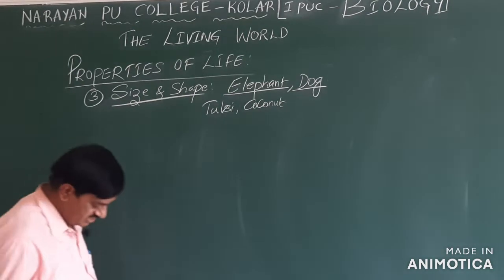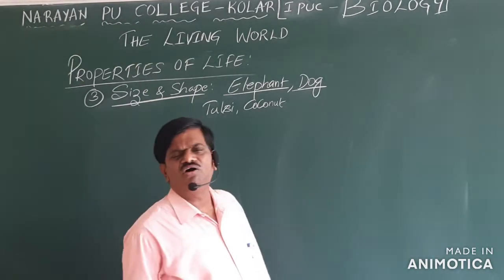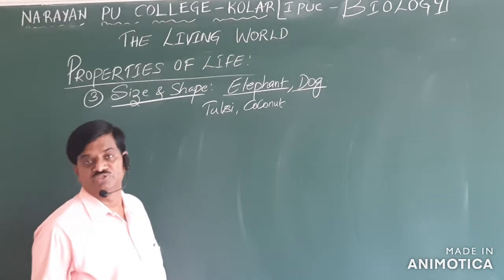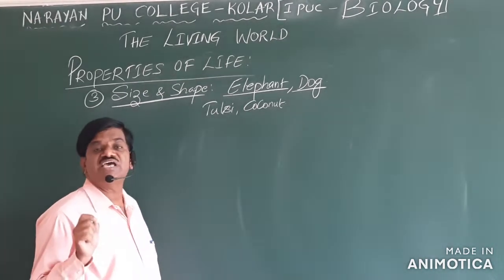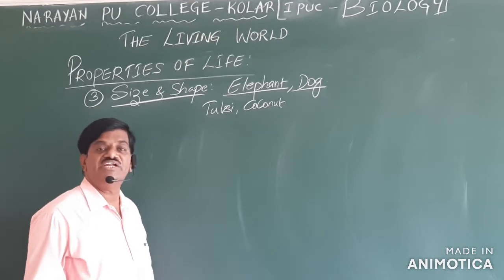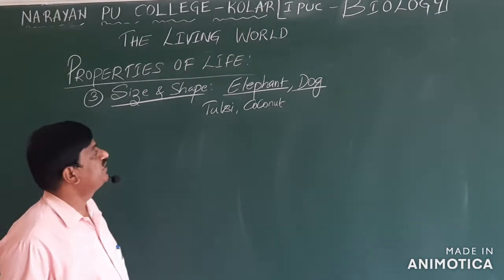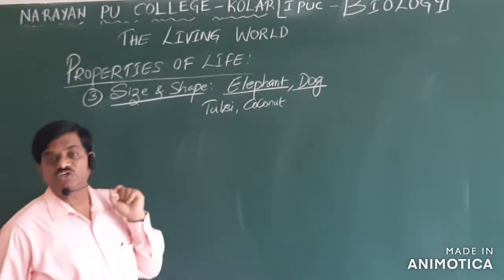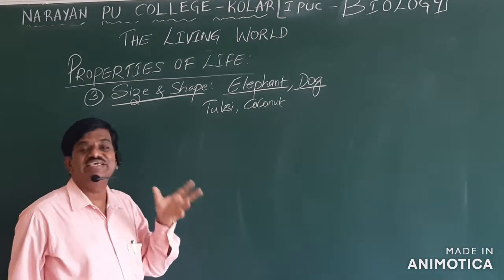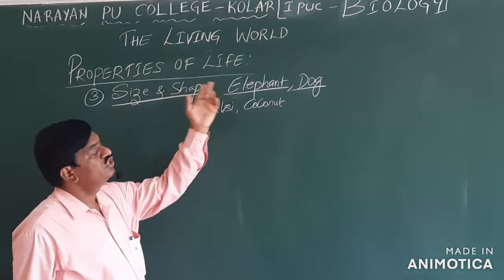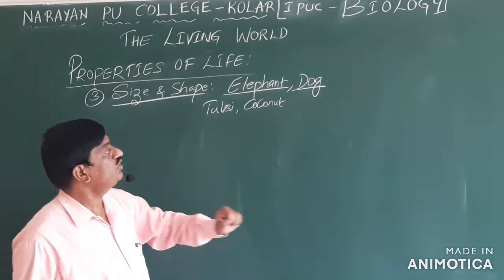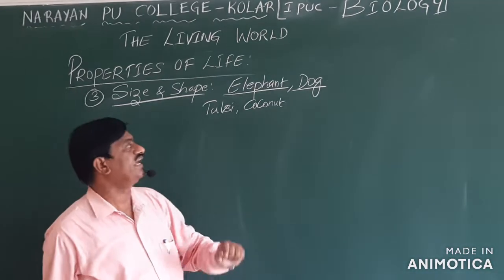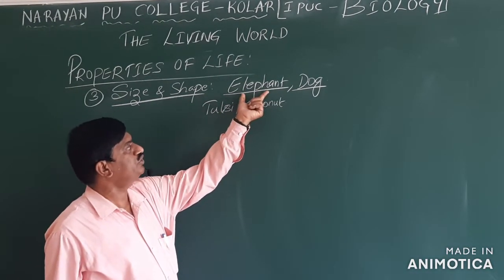The next property is size and shape. So we know that all the living organisms will have a definite size and definite shape. By seeing the shape and size of an organism, we can easily identify what is what. For example, when we see an elephant or a dog, by seeing its external characters and size, easily we can identify an animal. By seeing a dog, we can't call it an elephant because it has its own characters. Elephant has its own character, shape and size.